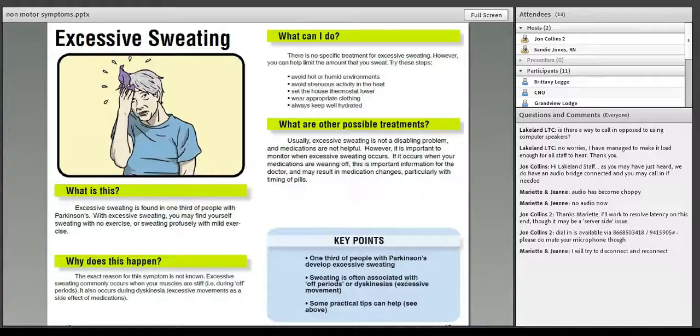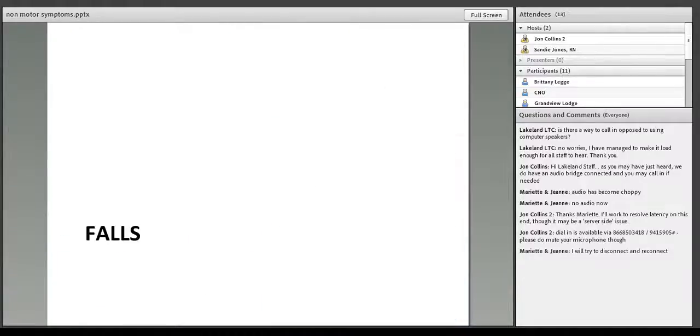On to the topic of falls. So the following slides relate to possible causes of falls in people with Parkinson's. It's often said that it's not a matter of if a person with Parkinson's is going to fall, it's a matter of when. And how are they going to fall? Often poor balance and shuffling gait will contribute to these things as well.